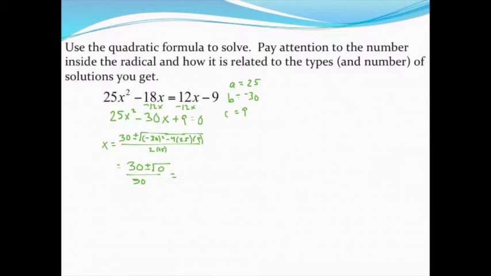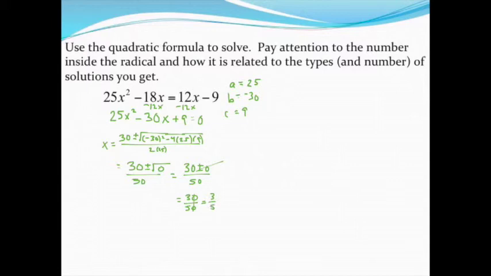I can do the square root of 0, that's totally fine. So I get 30 plus or minus 0 divided by 50. Well, the plus or minus 0 is kind of interesting because it doesn't really matter. 30 plus 0 is 30, 30 minus 0 is just 30, so it turns out the plus or minus 0 has no effect on the problem. It's just going to be 30 divided by 50, which of course I'll simplify to just 3/5.